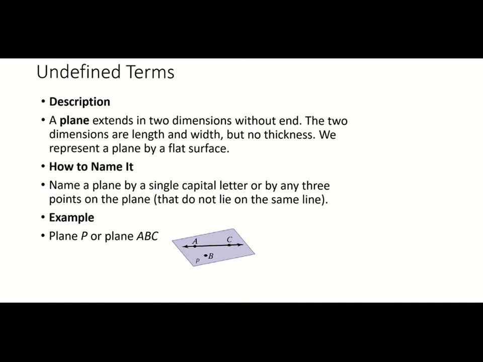To name a plane, you can either name it by a single capital letter. So, for instance, down here we have P. That's how we would name it. Or you can name it by any three points on a plane, as long as all three points are not what we call collinear, so they can't all be on the same line. So when we name this, we have A and C on one line and B is not, so we could call it plane ABC or plane P. But when you name it with just a single letter, it's not one of the points on the plane, it's just a single letter you've defined for the plane.